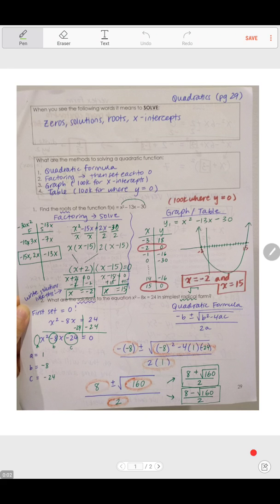Alright, so today we're talking about quadratics, and I've already had it pre-written here because it's organized, so I'll just explain how I got everything. When you see the following words, it means to solve.